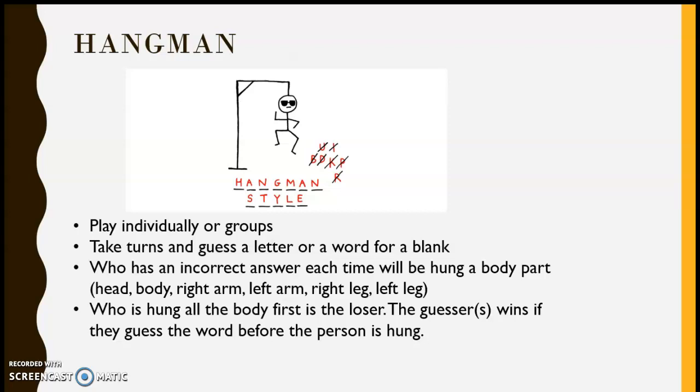And whoever has an incorrect answer each time will be hung a body part. Like maybe the first time is the head, the next time is the body, and the next is the right arm, and so on. So when they are hung all the body, they will lose. And the guessers win if they can guess the word before their man is hung.